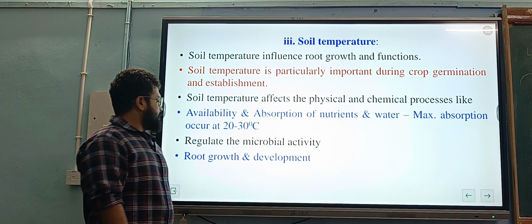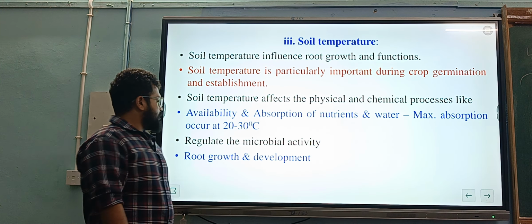Then soil organic matter and soil mineral matter. If you consider the soil, it has 45% mineral matter, 5% organic matter, 25% soil air and 25% soil water. This is the ideal condition of the soil. If that condition is there, it is considered the ideal soil condition for crop growth and development.